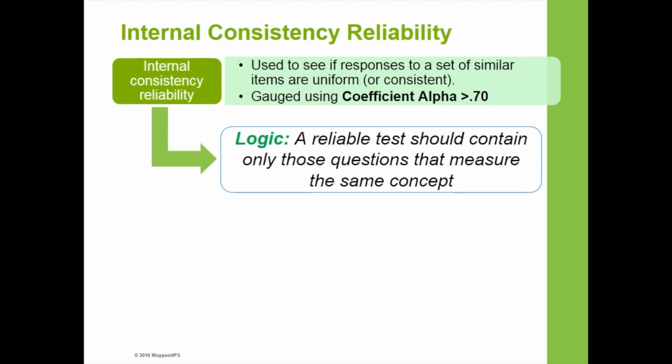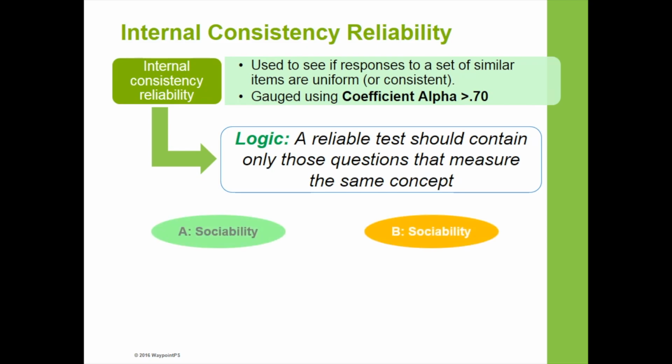Second type of reliability is called internal consistency reliability, and this is the one that tends to throw people off. Instead of looking at test scores over time or consistency over 2 time periods, we're now looking at consistency across the items contained in the same assessment. So here we're trying to see if the responses to a set of similar items are uniform or consistent. The key logic here is that a reliable test should contain only those questions that measure the same concept. Let me show you what I mean by that.